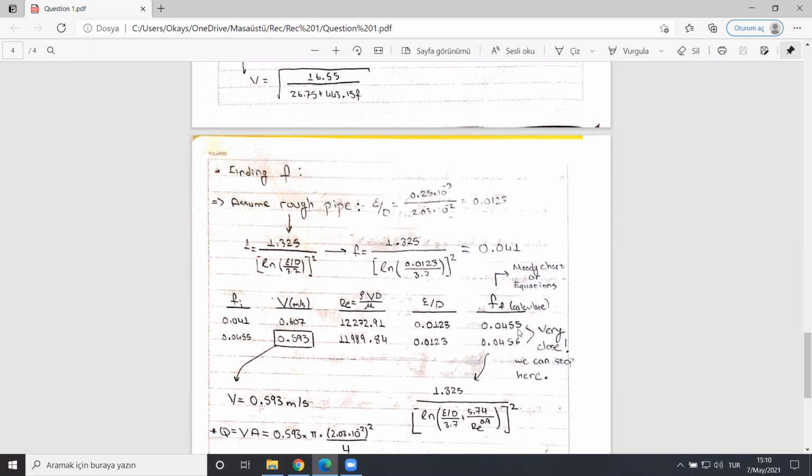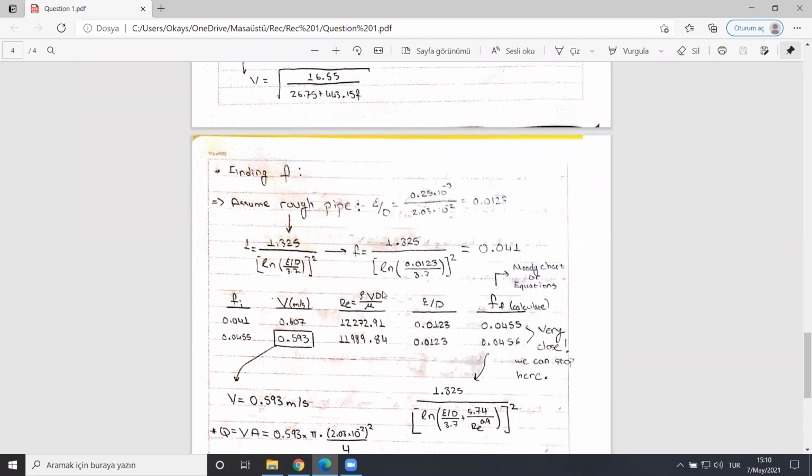You take this final F value from here and accept it as your initial F value this time. And you put this F value again into this equation. You repeat the same process. You get the velocity value by using this equation. It is this much, okay? Again, we need to check if this F value is correct. So we need the Reynolds number for that. We calculate it and put it into this equation.